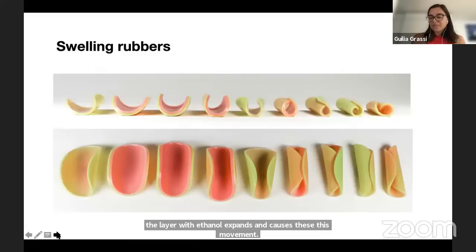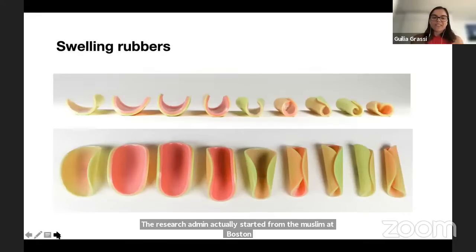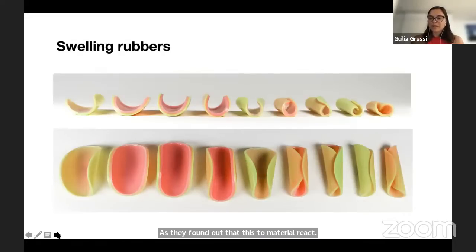Regarding the other project, we have been investigating swelling rubbers, as I said, using these polyvinyl siloxane bilayer materials. This research actually started from the Moss lab at Boston University, as they found out that these two materials react because of the chemical bonding that they have inside, their internal forces.